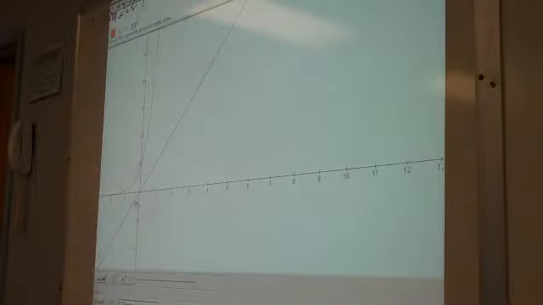So now, if we look at the logarithm, y equals log x. I don't have to write the base 10 in.